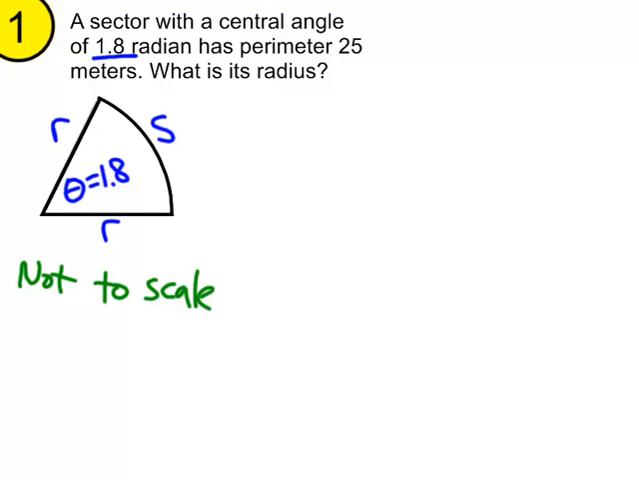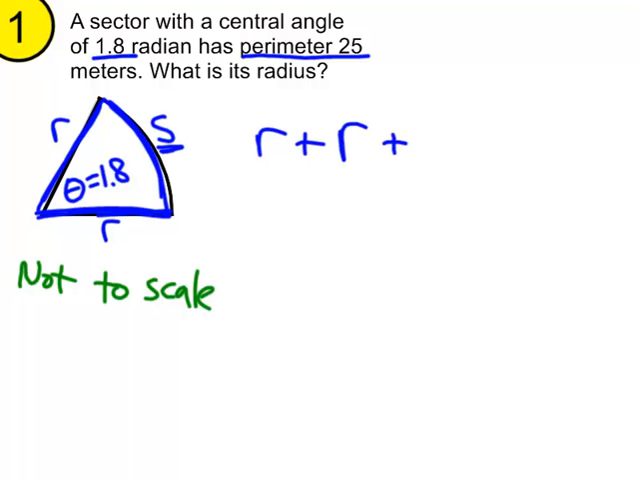So we can certainly write an equation. Given the information that the perimeter is 25 meters, we can say this radius plus this other radius plus this arc length equals 25 meters. If you're recalling from algebra, when you have two variables, you need two independent equations to solve the system of equations. This single equation is not enough information alone to solve for these two variables. So what is our other equation?